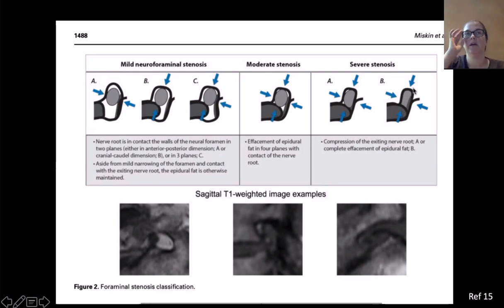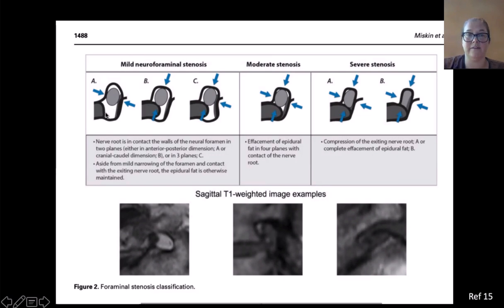I think grading the spinal canal stenosis, from my experience, RADs in the city are fairly uniform in terms of how they grade it. Neuroforaminal stenosis, I would say, we're not so uniform. Severe, I find easy. The nerve root's compressed. Typically, I reserve it for where there's essentially no fat. Moderate and mild can be a little bit harder.